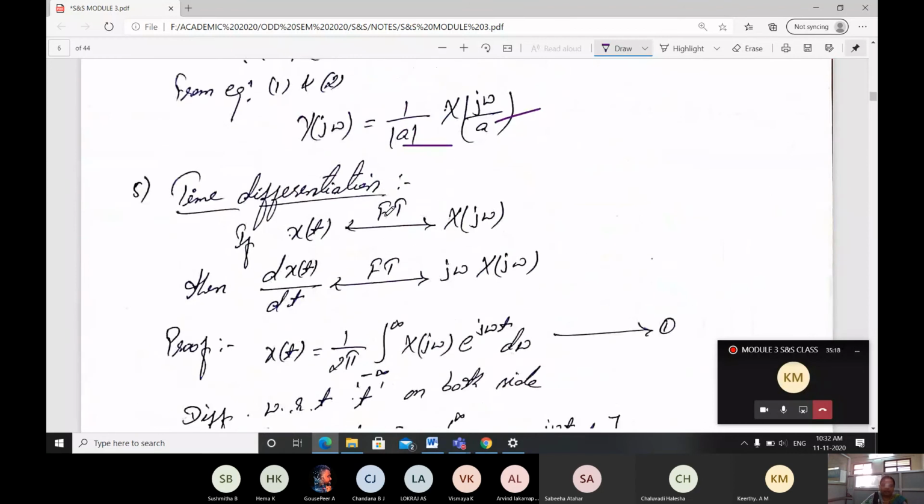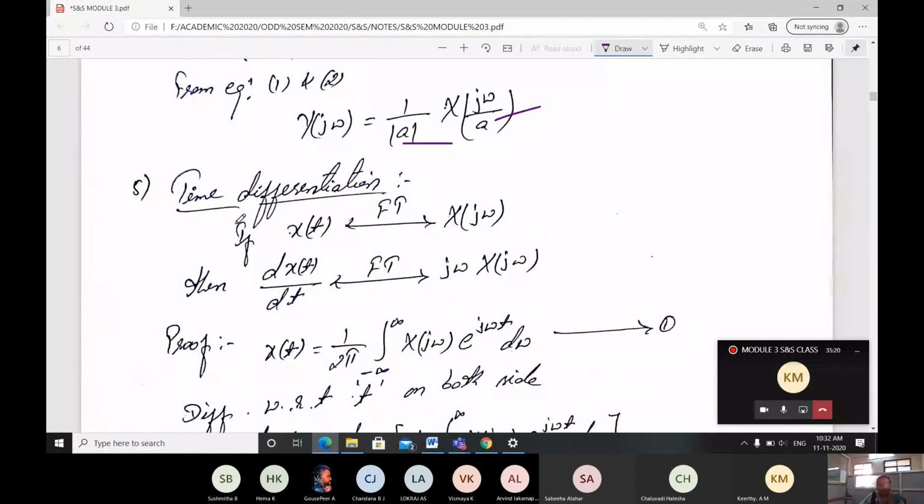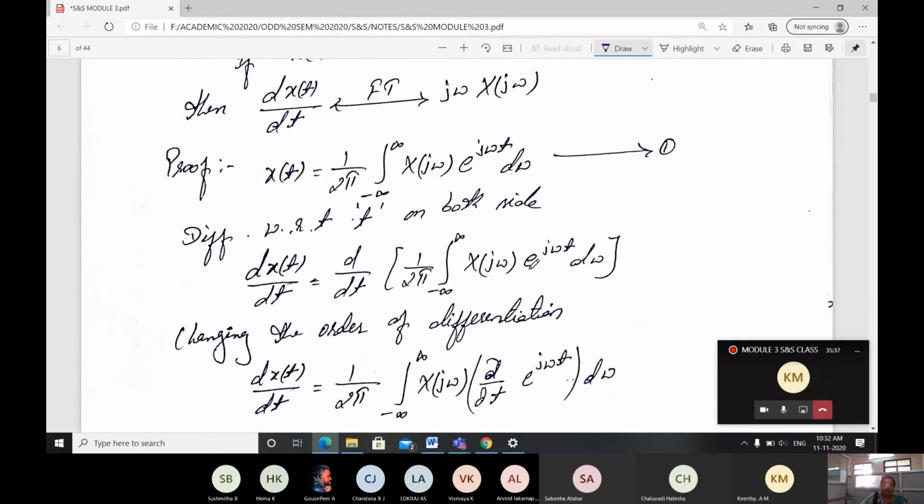Next, the fifth one is time differentiation. If x of t has the Fourier transform X of j omega, then the Fourier transform of dx of t divided by dt is going to be j omega X of j omega. The proof is: x of t is equal to 1 by 2 pi integration from minus infinity to plus infinity X of j omega e raised to j omega t d omega. What do you have to do?